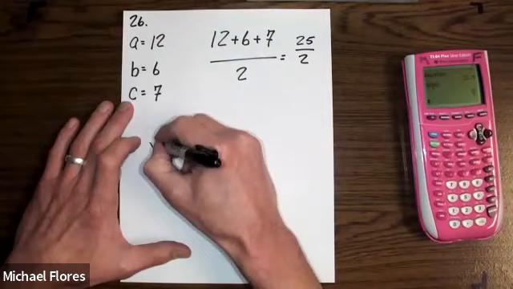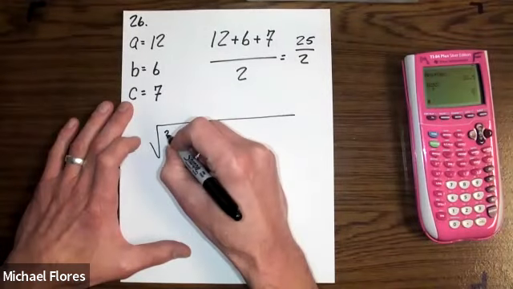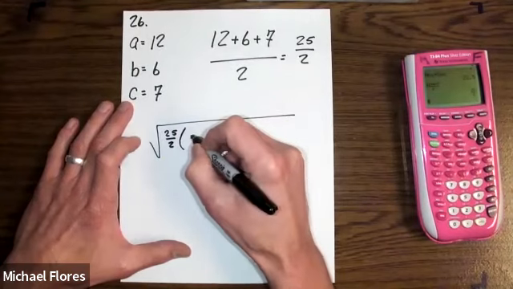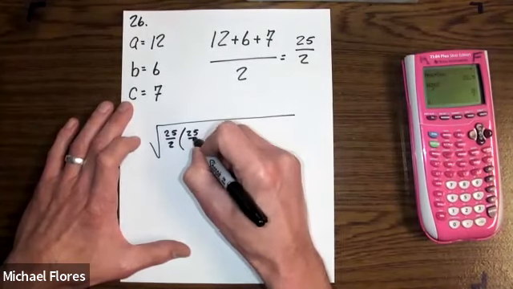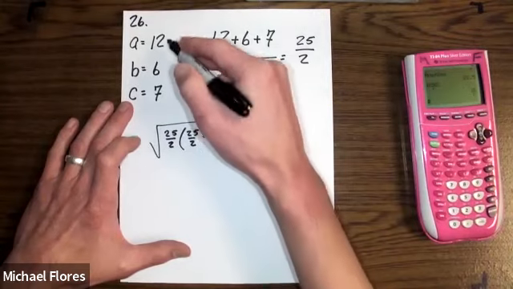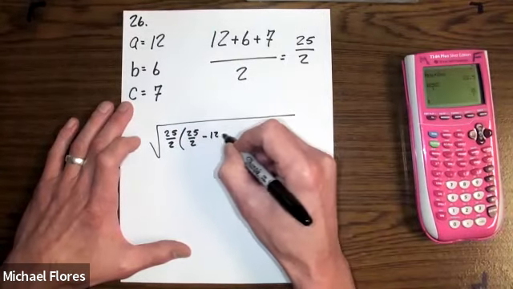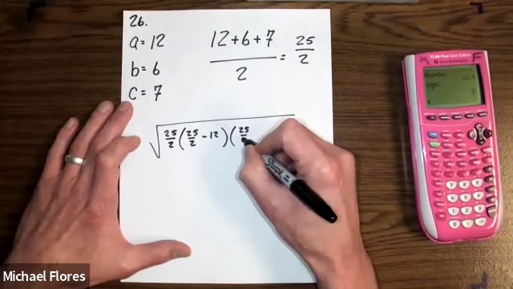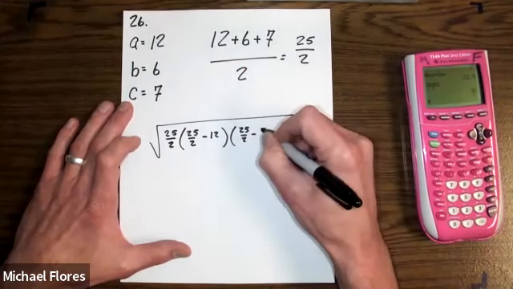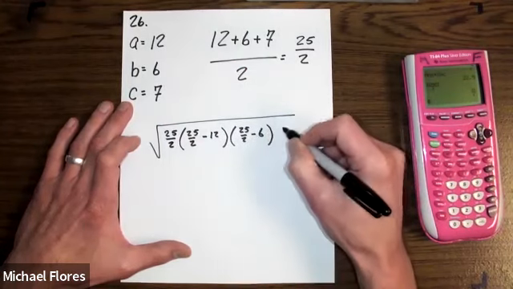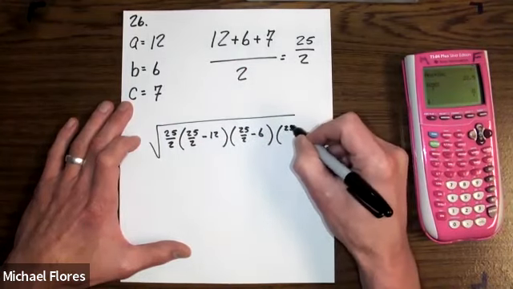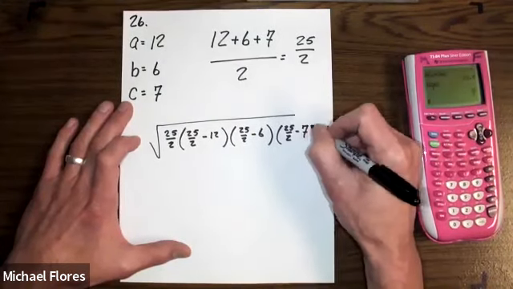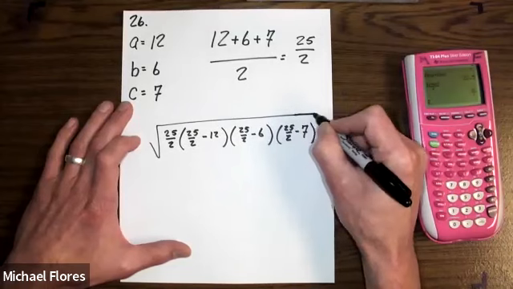Now what you're going to do, we're going to do 25/2 times 25/2 minus one of the side lengths of the triangle times 25/2 minus one of the other side lengths. And then 25/2 minus the remaining side length.